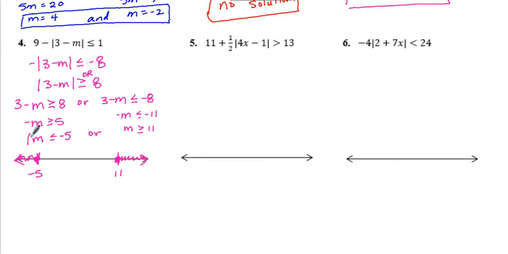And that's exactly what we would expect from an or statement. Or statements should always have arrows going off in two different directions.